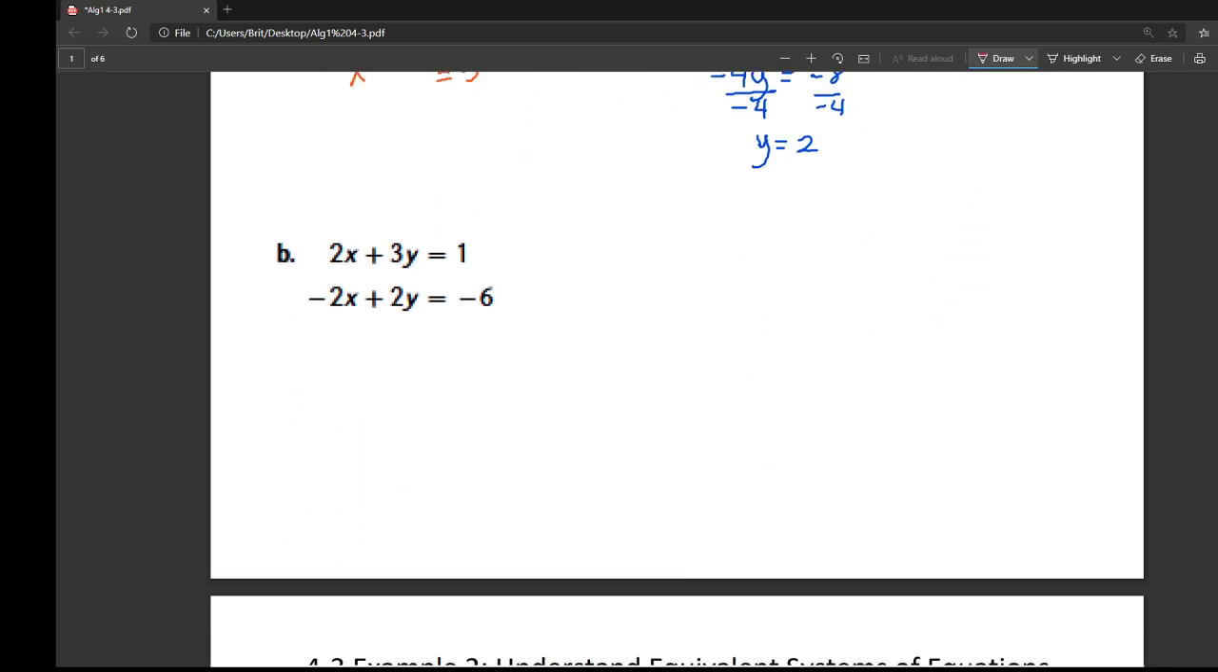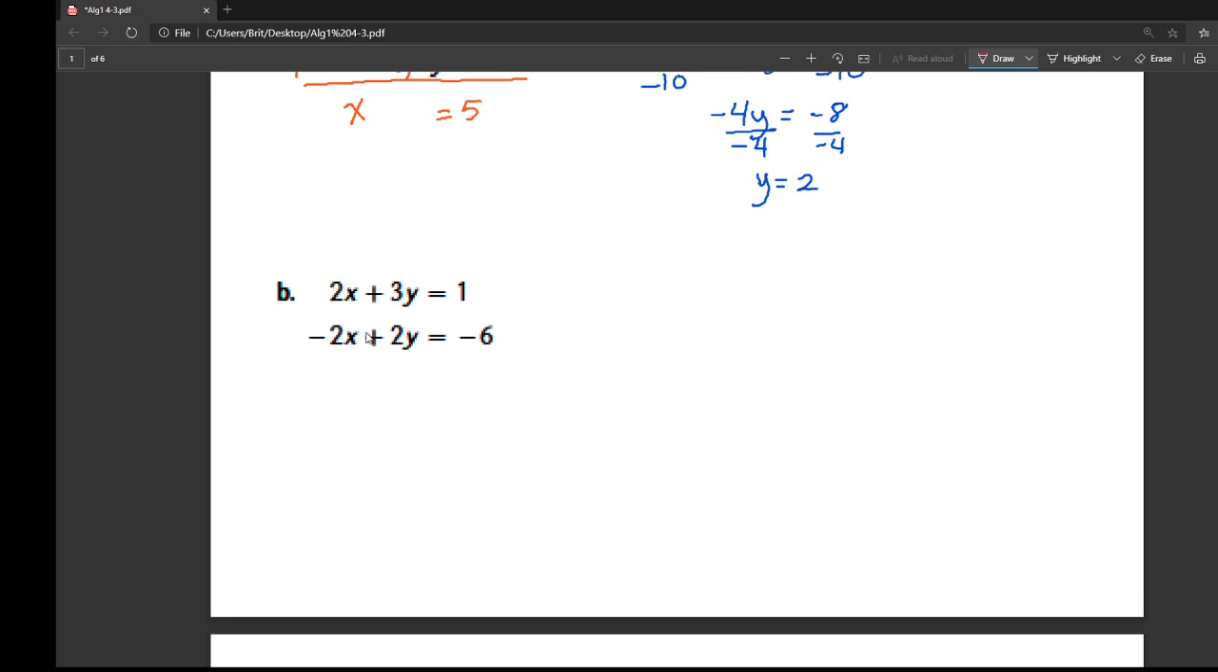Alright, let's go ahead and let's try it one more time. So on this one, we have 2's in front of the x's, and one is positive and one's negative. So I'm going to add the two equations together. So 2x plus negative 2x, those cancel out. 3y plus 2y is 5y. And then 1 plus negative 6 is negative 5. So if I divide both sides of the equation by 5, I get y is equal to negative 1.